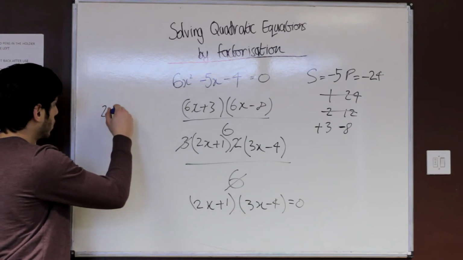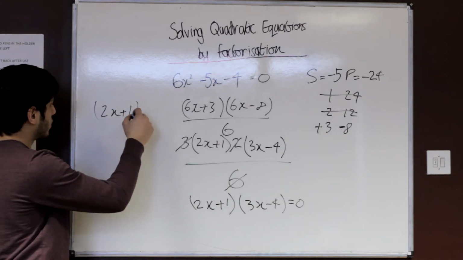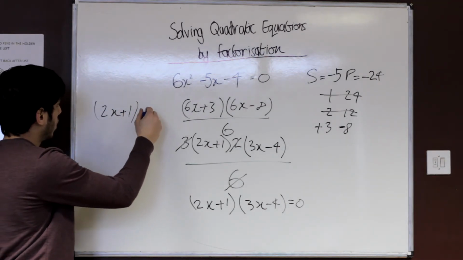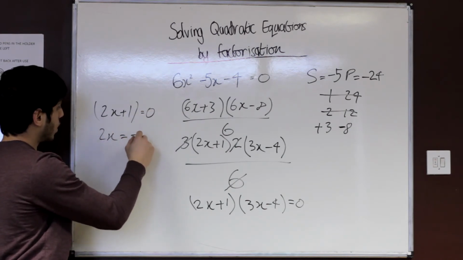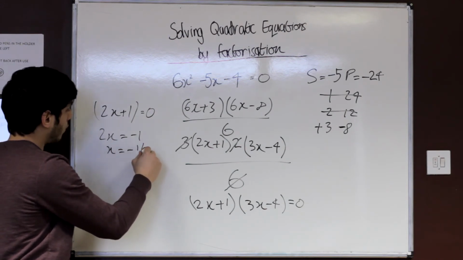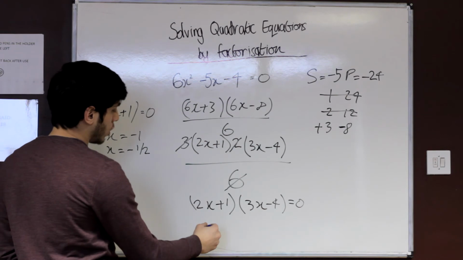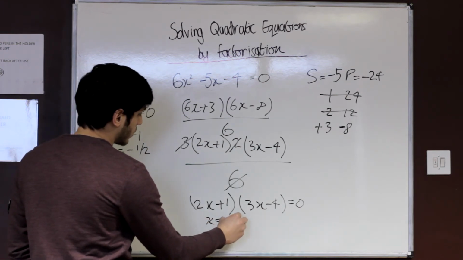So 2x add 1, if we were to rearrange this, it will be 2x equals minus 1, and then x equals minus a half. So our first value for the first part of the quadratic equation will be x equals minus a half.